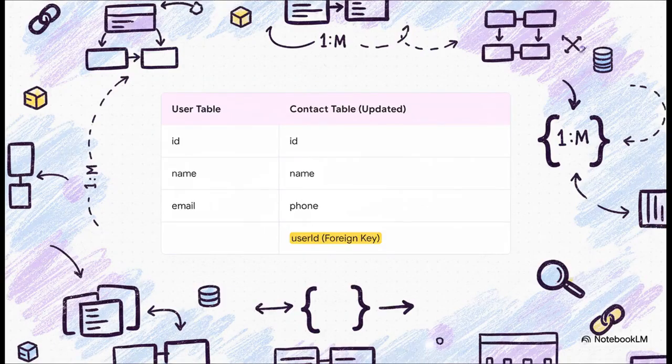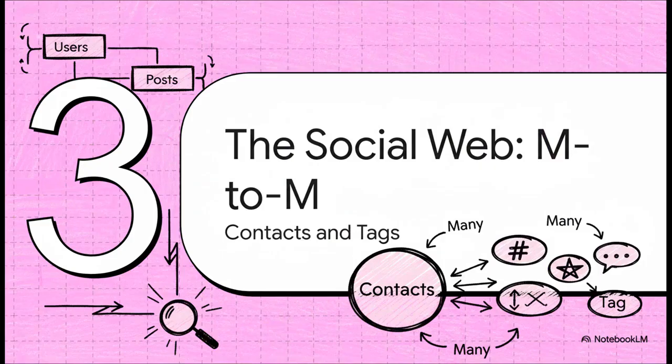And boom, look what happens. After we run that code and sync our database, check out the contact table. Sequelize automatically adds a userId column. That is the foreign key. That's the physical tether that links every single contact record back to a specific user. Just like that, our two lonely tables are now connected. Okay, we've got the one-to-many down.